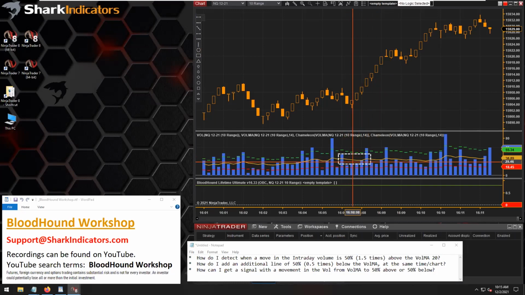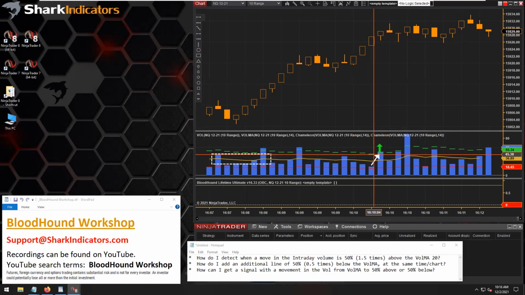So we want to know basically when the volume is in this range here. So when the volume's in this range, let's grab an arrow. There we go. So the volume on this bar is inside this range, and then the volume breaks outside above the range. It breaks above the 1.5 times the volume MA. So how would we identify that?